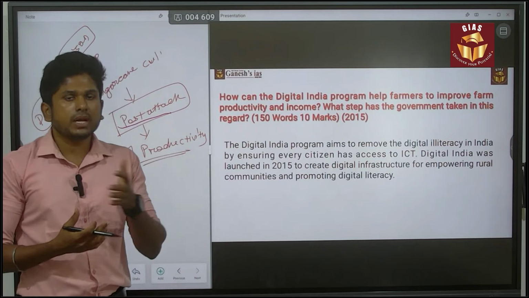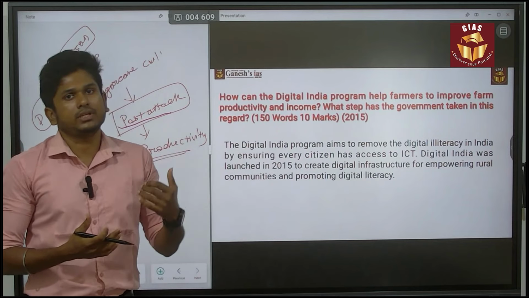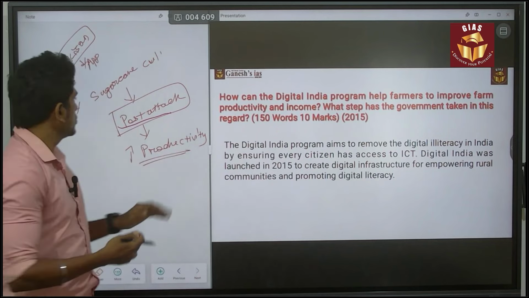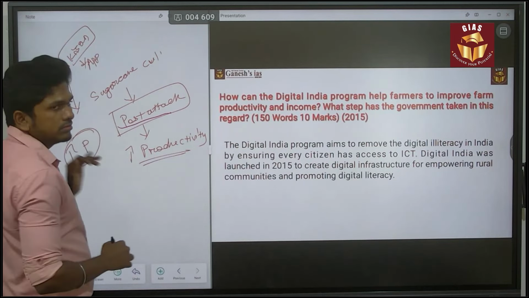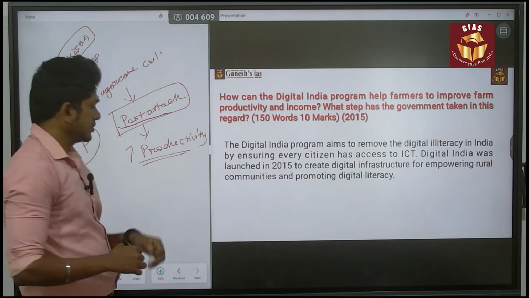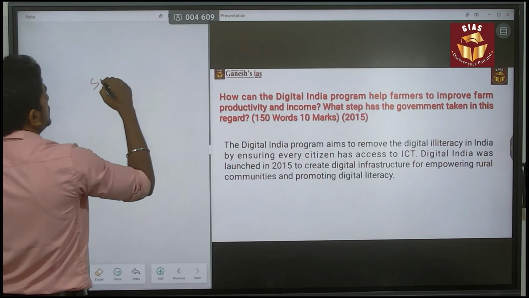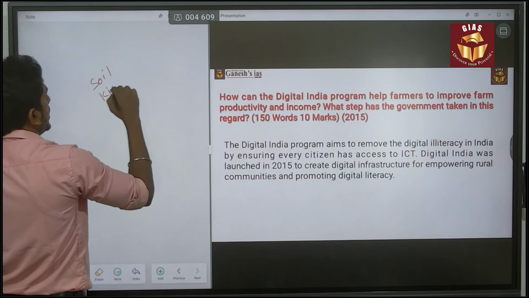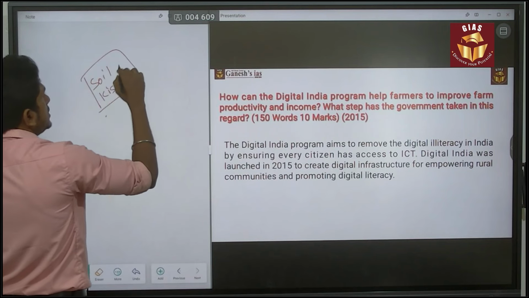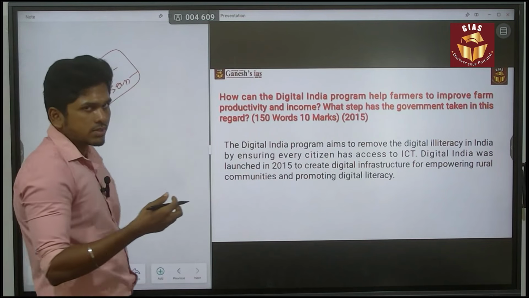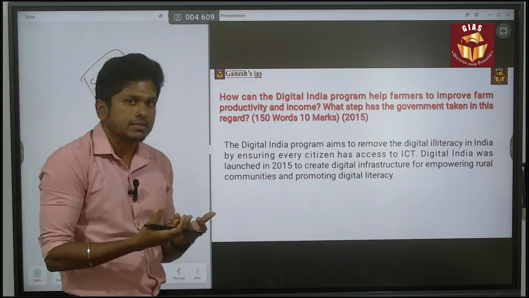So in that manner, it is going to help increase the farm productivity. The Digital India program is going to enhance productivity through digital data. Next, you have to address the questions based on the Soil Health Card and the Kisan app. Try to give certain keywords like this, and any schemes, by the way. You can get extra marks, so it is going to enrich your answer.